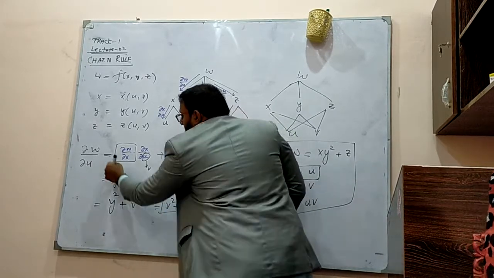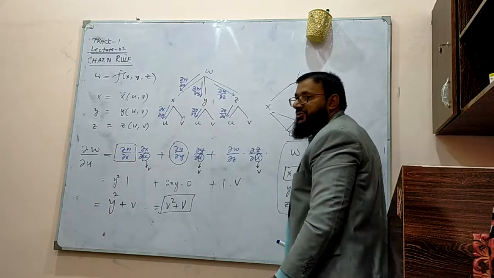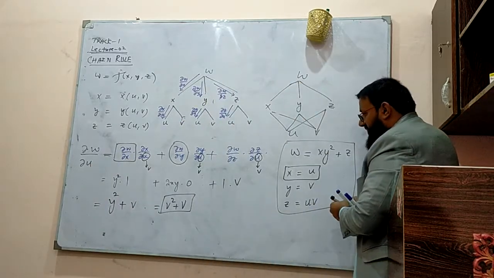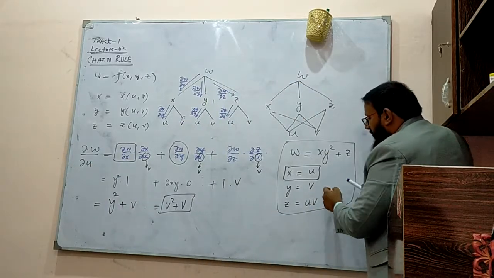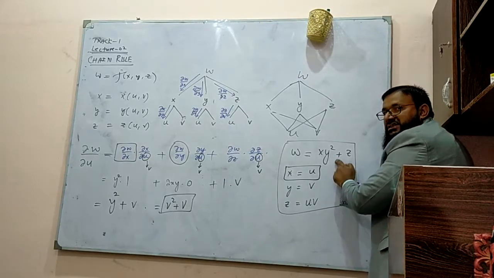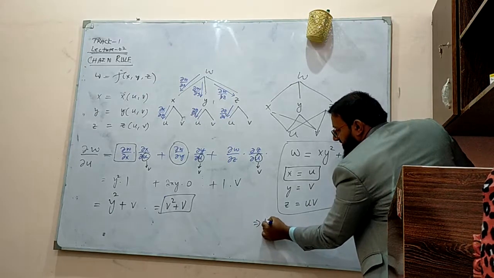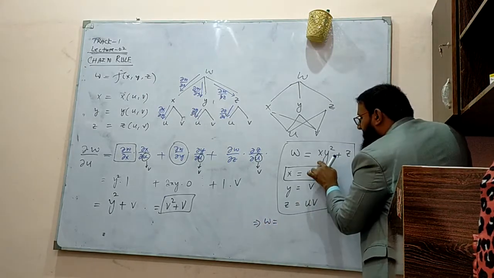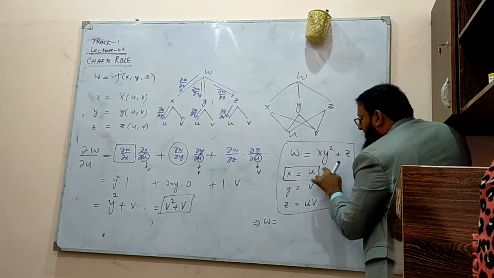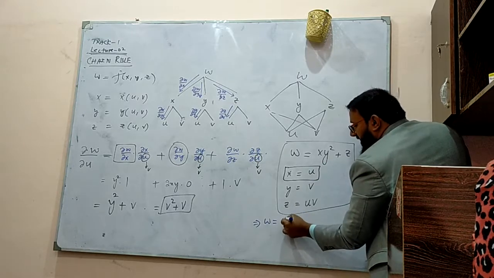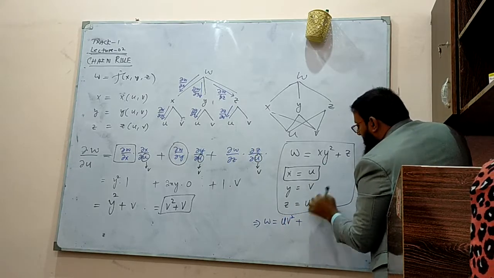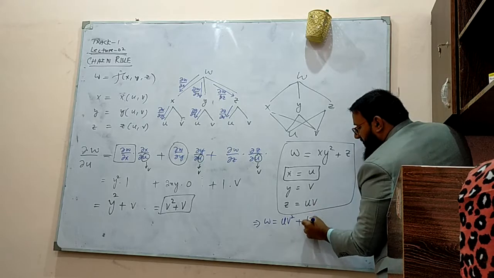So this is what we call partial w by partial u. How about another way? What we can do there? Put these values here, then differentiate. So what happens? What is the value of x? u. What is the value of y? v. So u times v square plus the value of z is uv.